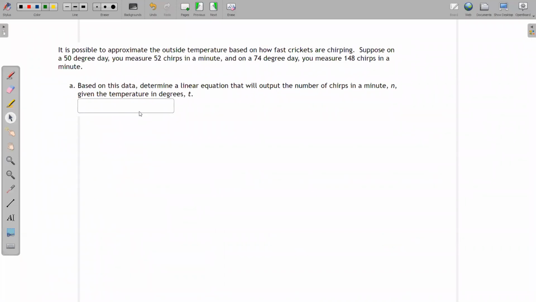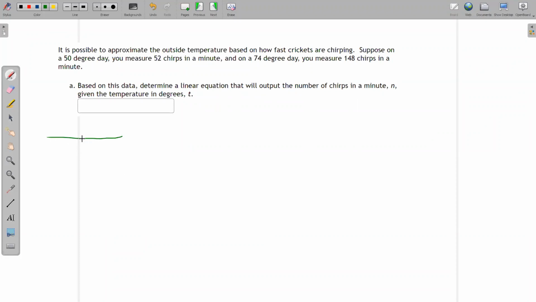So in my version of the problem, on a 50-degree day, I measure 52 chirps, and on a 74-degree day, I measure 148 chirps, and that's chirps per minute. Based on this data, we want to write a linear equation that will output the number of chirps. Okay, so this is the point where I start trying to put together a table and use that table to come up with an equation.